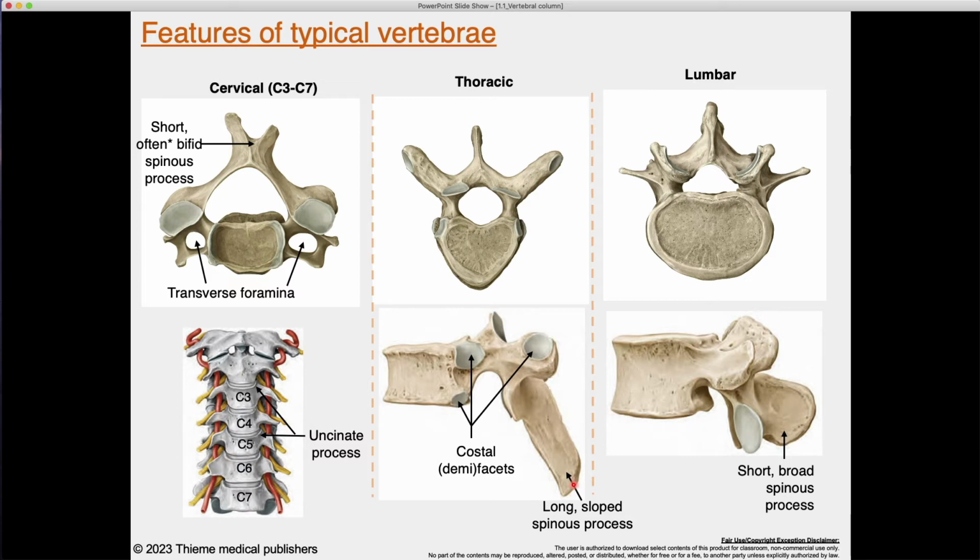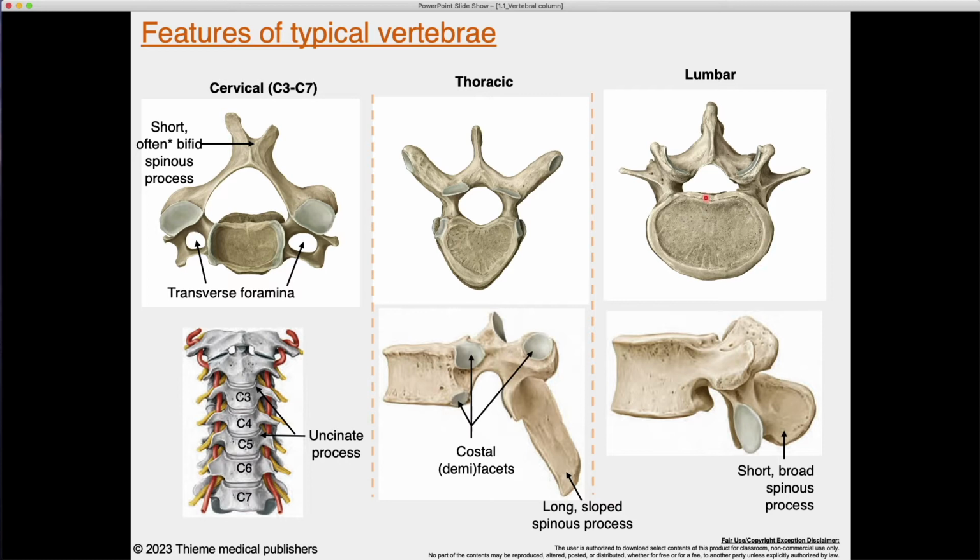Now, thoracic vertebrae are characterized because they have these costal demifacets. Whenever you hear the word costa, think of ribs. So these facets here, these demifacets, are important points of articulation with our ribs. So we have these two demifacets on the body of thoracic vertebrae and one demifacet on the transverse process of thoracic vertebrae.